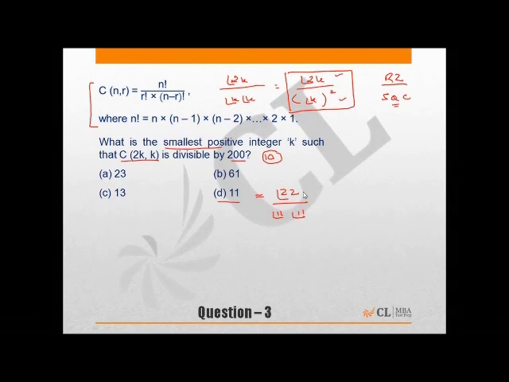Okay. So what is the power of 10? When we have to find the power of 10 in any number, 10 is nothing but 2 into 5. So you need to find out what is the highest power of 5 available in this number.